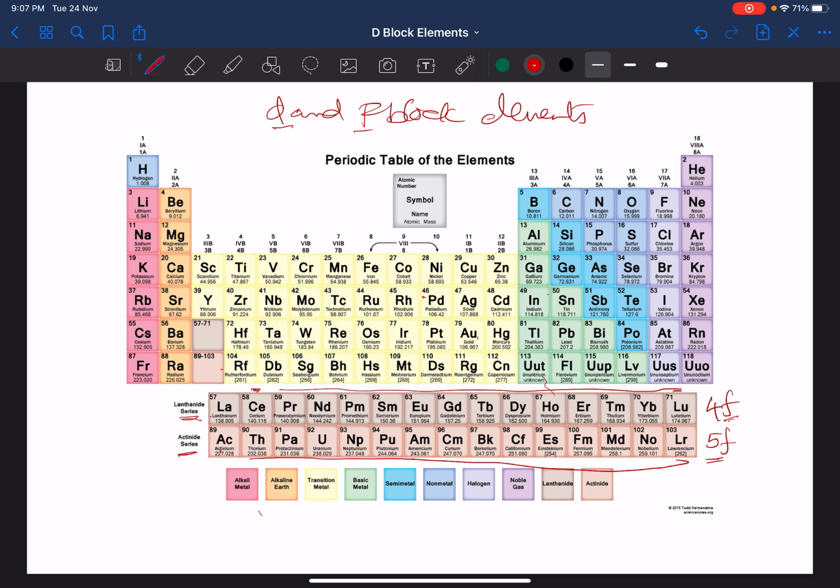Here in the 3d series the first element is scandium and the last element is zinc. In the 4d series the first element is yttrium and the last element is cadmium. In the 5d series the first element is hafnium and the last element is mercury. Here we omit cerium to lutetium. The 6d series is the incomplete series. So that is about the d series elements.